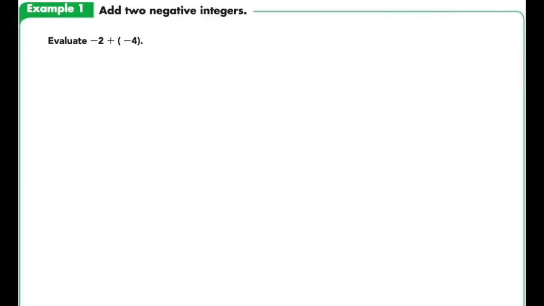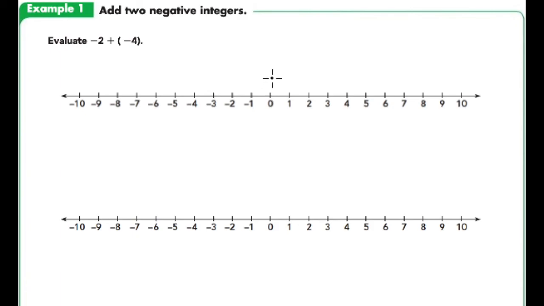For our second method, we're going to show this on a number line. And there's two ways that we could show it on a number line. So for our first method of using a number line, we're going to start at 0 and we'll go back to where our first integer is, and that's a -2, so we're going to go left 2 places. We'll draw an arrow there.